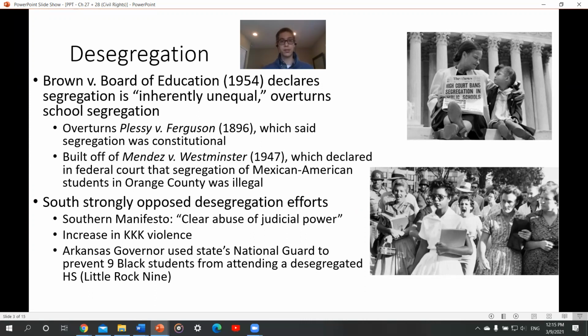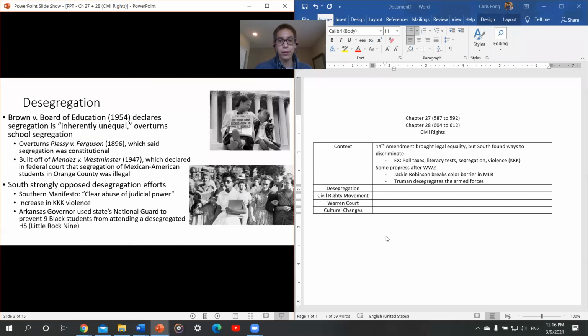This became part of what was called the Southern Strategy or the Southern Manifesto. The South basically said, okay, we are going to do everything we can to prevent this clear abuse of judicial power. The governor of Arkansas used the state's National Guard to prevent 9 Black students from attending a desegregated high school. That was Little Rock High School that we're seeing in this photograph here. And so even though segregation was legally unconstitutional and schools were ordered to desegregate, huge resistance from the South.